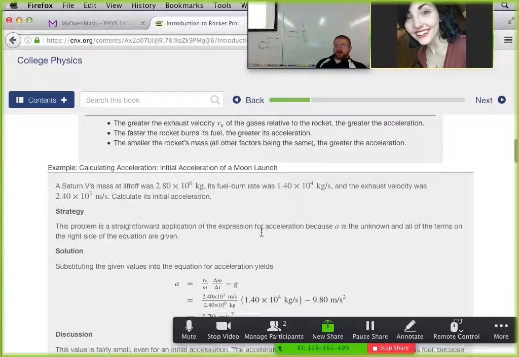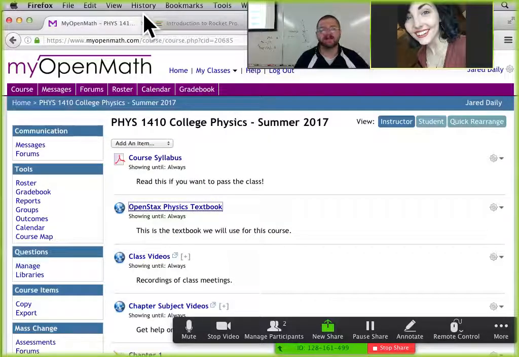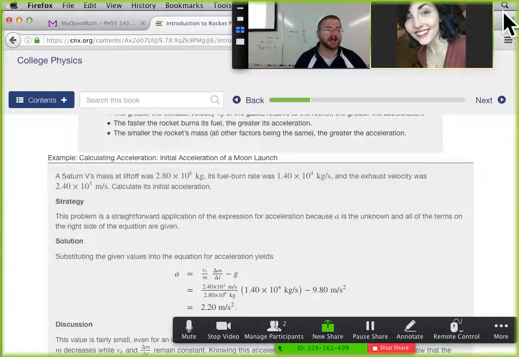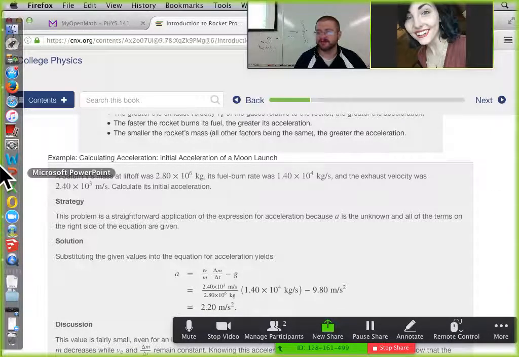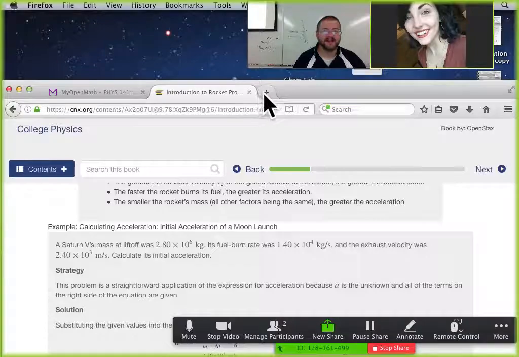So let's calculate the mass of the Saturn V rocket. Anybody know what the Saturn V rocket was? One of the Apollos. The Apollo missions. What's interesting about the Saturn V rocket? The biggest one ever built. The biggest one we ever built. So the ones that launched the space shuttle were smaller, quite a bit.